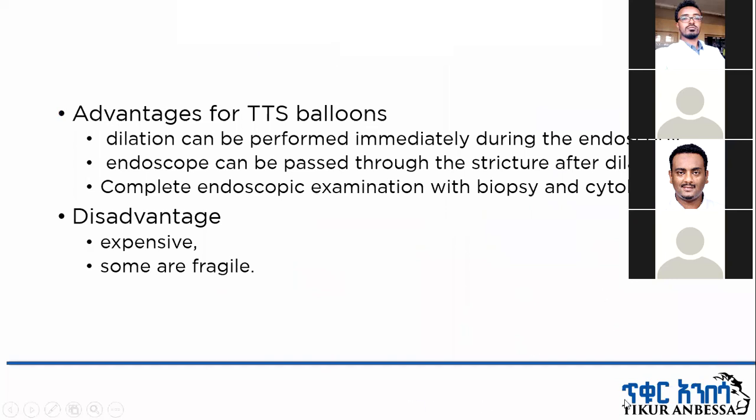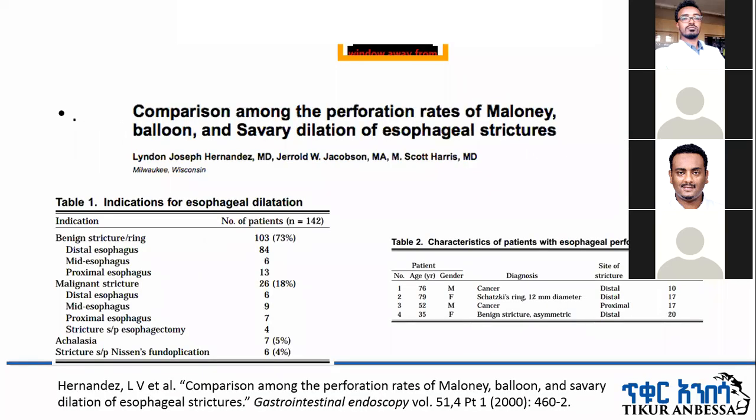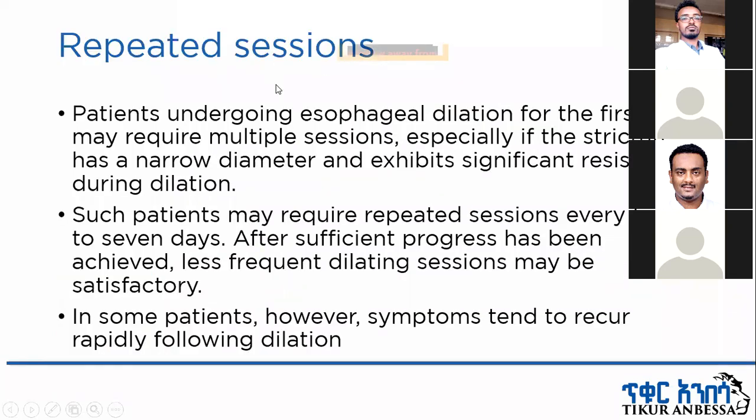The balloon is safer, as it's under direct vision, but with the Savary dilator you could apply both radial and longitudinal pressure force to the stricture site. Otherwise, they are quite comparable. The indication might differ, but in terms of outcome, the Savary dilator and the balloon dilator are usually comparable. So it's patient characteristics which dictate the choice of technique.